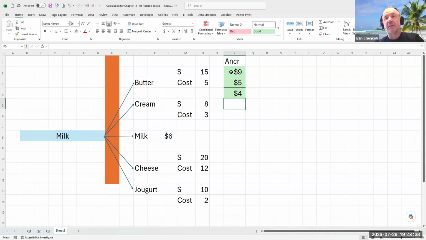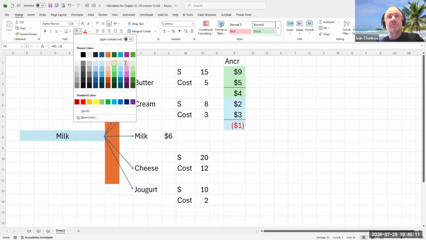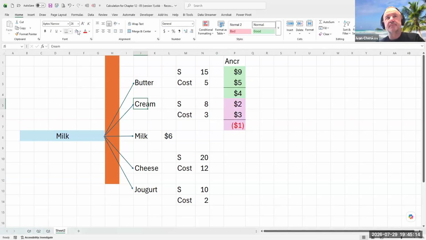Second one. In the second one, we're doing the same scenario, same calculation. Currently, I'm selling for 8. The additional that I'm making is going to be equal to 8 minus 6. So I'm making an additional $2 compared to milk. The cost to convert it to cream will be $3. So I'm going to lose $1. So for the cream, it is red. That means we're not doing the cream. Butter is fine, but the cream is not good.